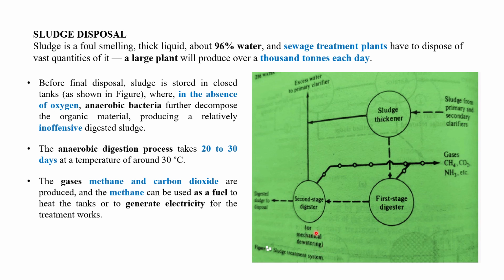This is also called mechanical dewatering. Here, normally, the sludge is compressed, and during compression it forms a cake. That cake is further sent for disposal. Whatever water content is there after compression is sent to the primary clarifier.